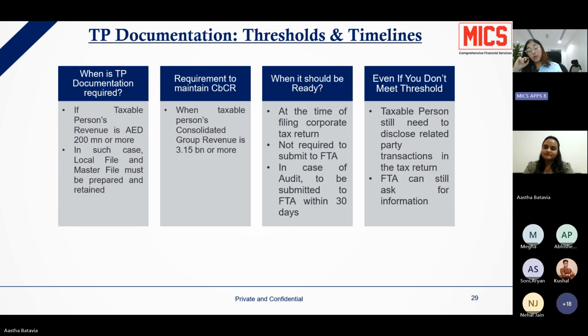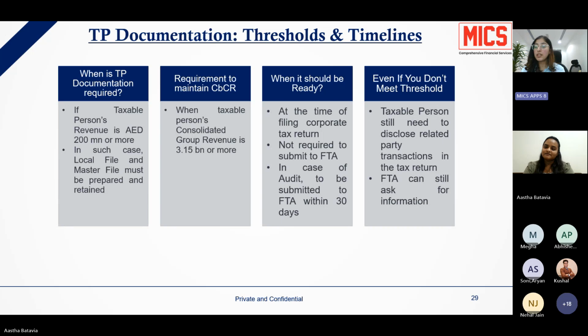Now someone asks me, what if I don't meet any of these thresholds? Am I not supposed to comply with transfer pricing? Am I not supposed to have transactions at arm's length? We should understand that there is a very thin line of difference between what needs to be done and what needs to be reported. Your transactions, irrespective, have to be at arm's length.